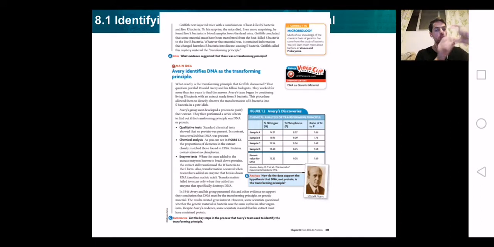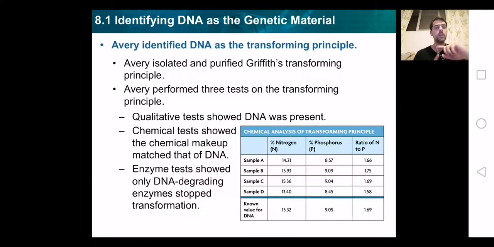He was smart. He took this extract and did 3 different tests. The first one is a qualitative test, then chemical analysis, and enzyme treatment. The qualitative test showed that DNA was present in this extract, the extract that changed the R bacteria into S bacteria. The chemical test showed that the chemical makeup matched that of the DNA. He found that the chemical components of this test tube matched the DNA components.